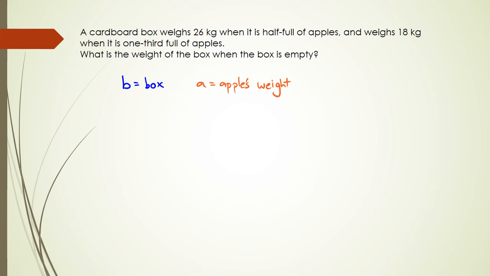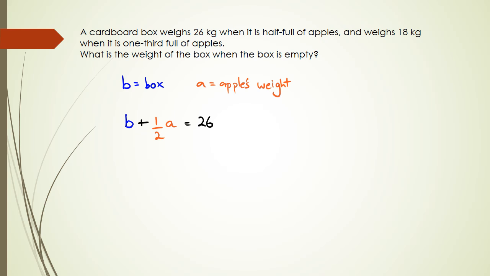All right, so we don't actually know what the full amount of apples being put in the box is at the moment, so we have to set up simultaneous equations to figure it out. But what we do know is that the first statement says it weighs 26 kg, the box itself, when it's half full of apples. So you've got the box, plus half of whatever the apple's weight is, and that's equal to 26 kgs.